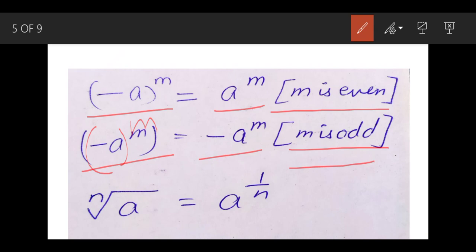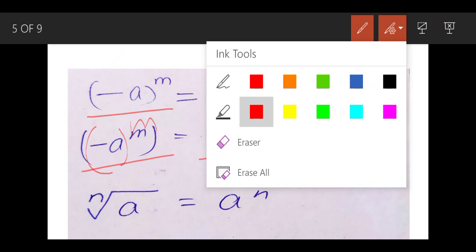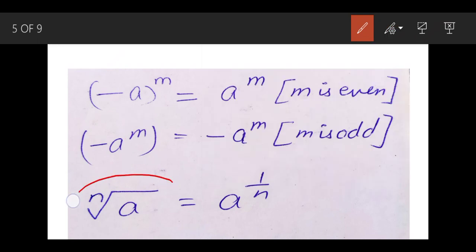Now nth root of a is equal to a to the power 1 upon n. As we have already done, the square root of a number, suppose square root of a can be written as a to the power 1 by 2. Cube root of a can be written as a to the power 1 by 3. In a similar way, nth root of a can be written as a to the power 1 upon n.